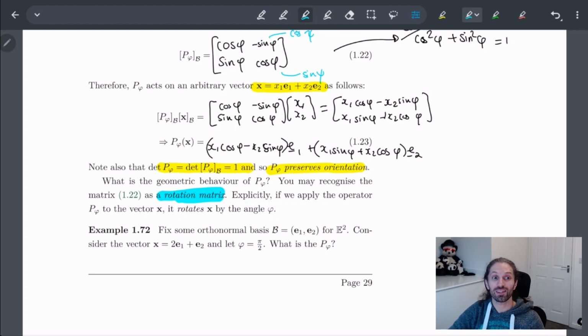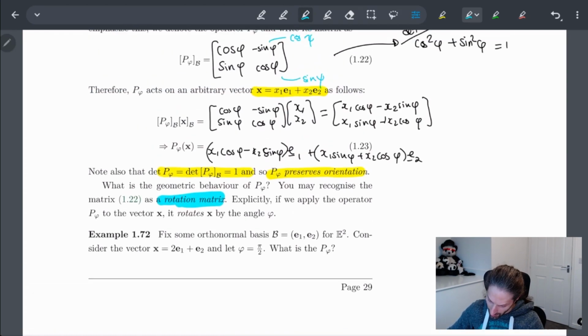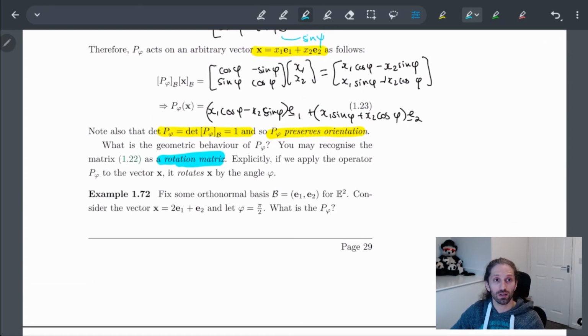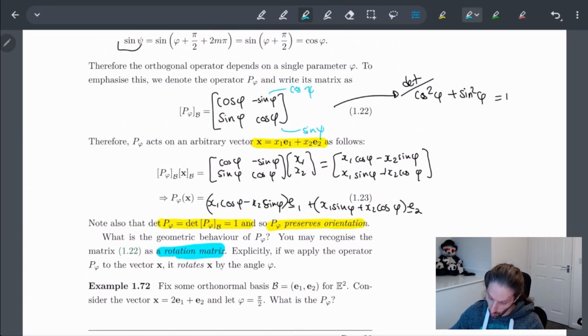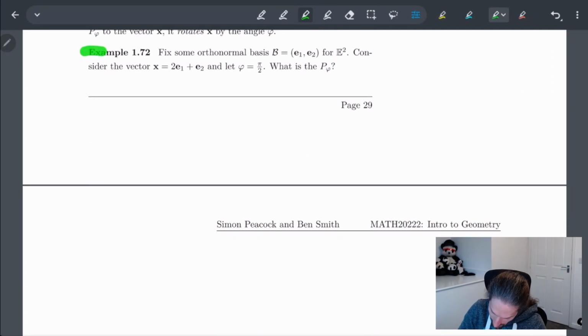Hiya! So in this video, we're going to be talking about rotations in two dimensions. If we recall what happened last time, we had a linear operator. We were defining orthogonal linear operators, and we ended up with this matrix, 1.22. So 1.22 basically gave us a rotation matrix, and I said we'll see this in an example. So let's look at an example to see how this rotation matrix works.